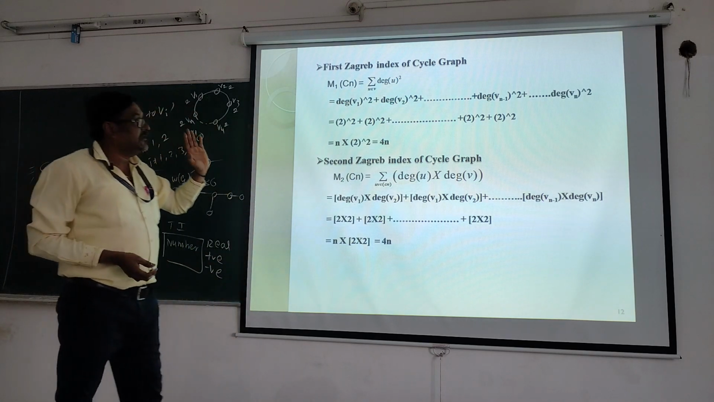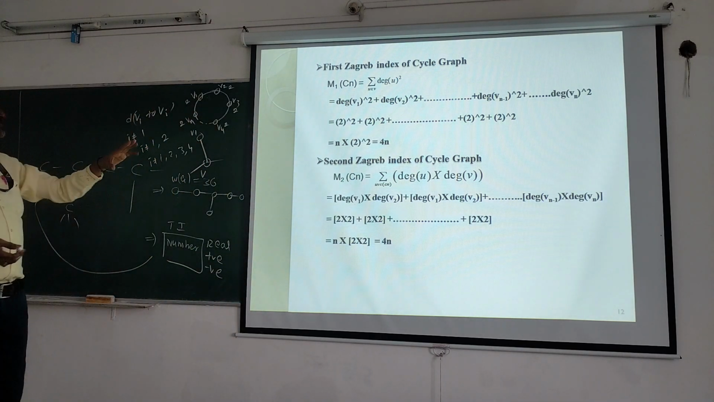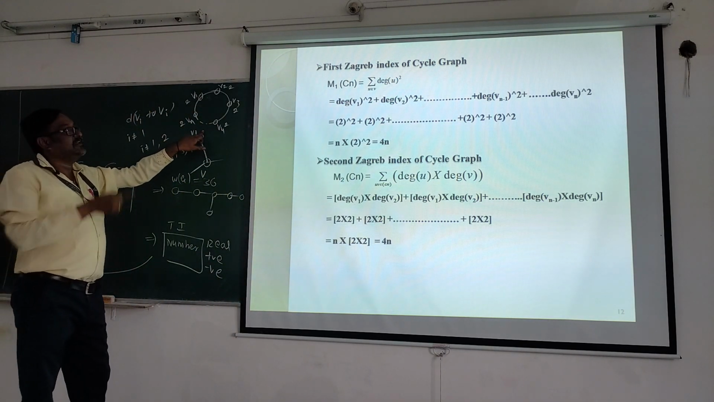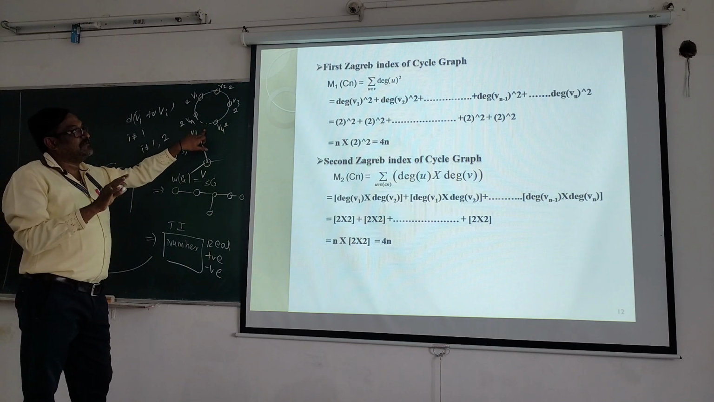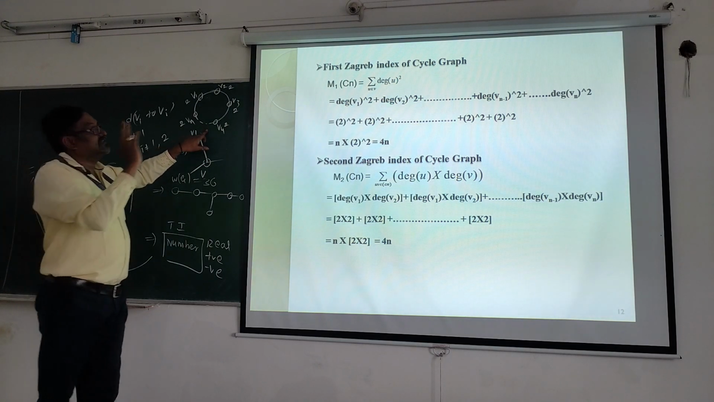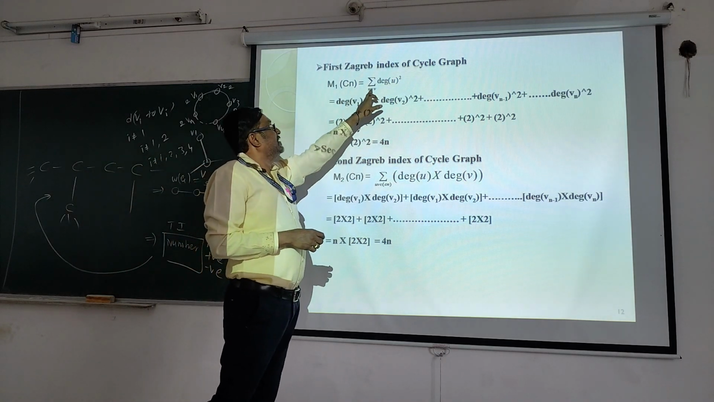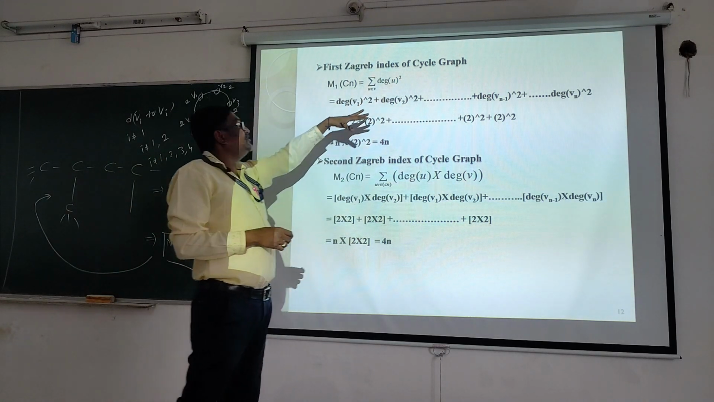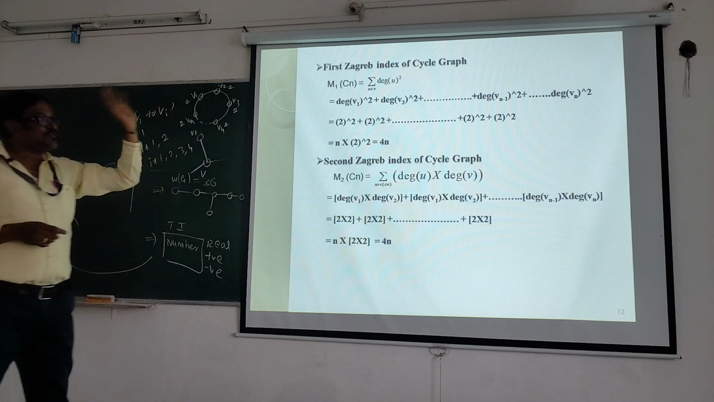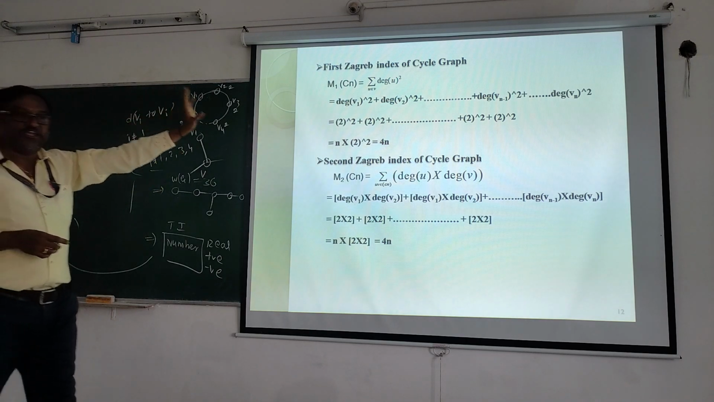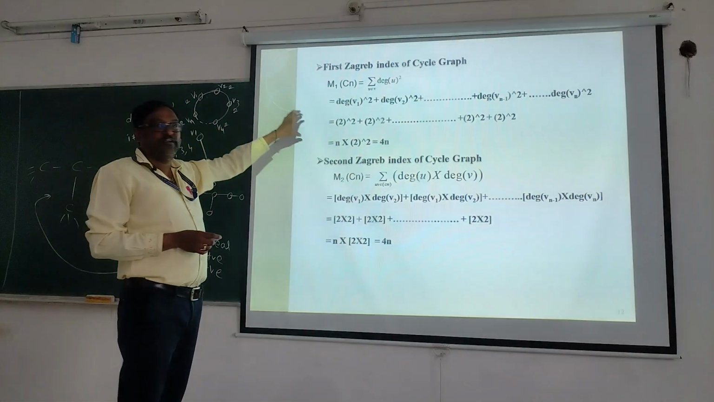Now, the first Zagreb index of the same cycle graph. That is nothing but a formula we already have: M1 of Cn equals the summation over u belonging to the vertex set V of the degree of each vertex. Okay, we'll continue in the next class.